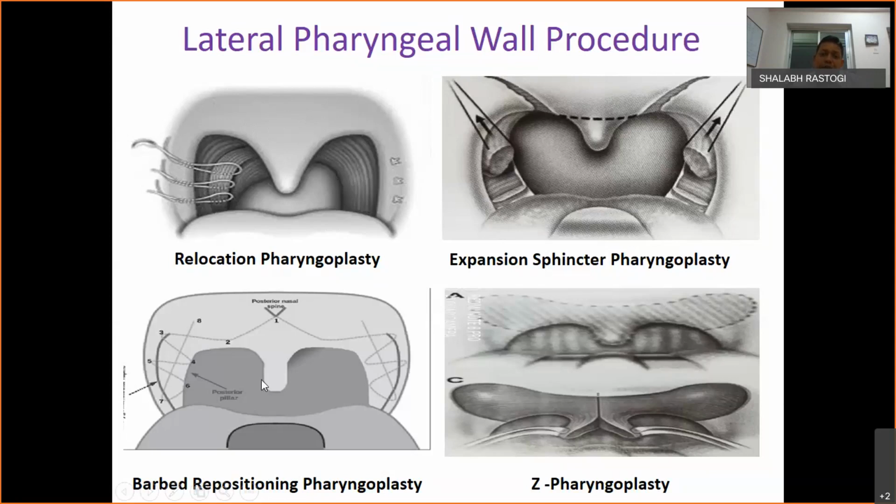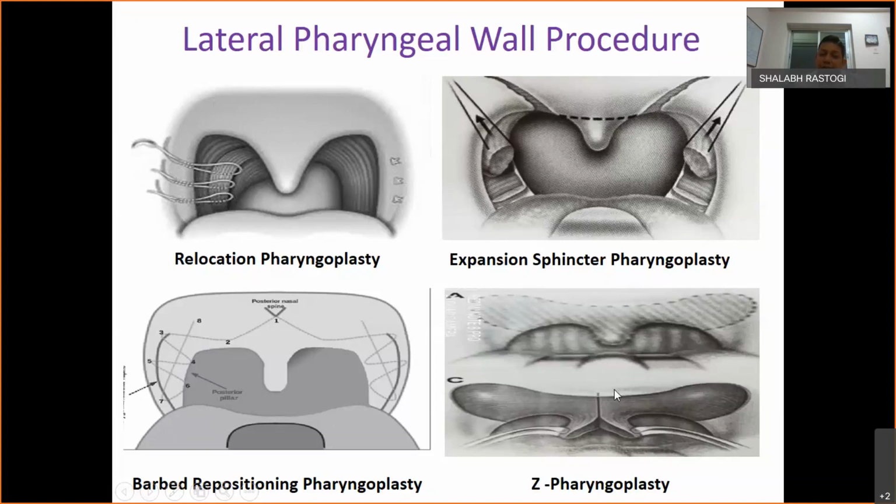The third is the barbed repositioning pharyngoplasty. It is done with a barbed suture, which does not require knotting. It can only go in one direction. So the 8-point suturing technique is described, in which the palatopharyngeus is taken to the pterygomandibular raphe, so that the lateral pharyngeal wall expands, and there is a marked decrease in anteroposterior dimension as well as lateral dimension.